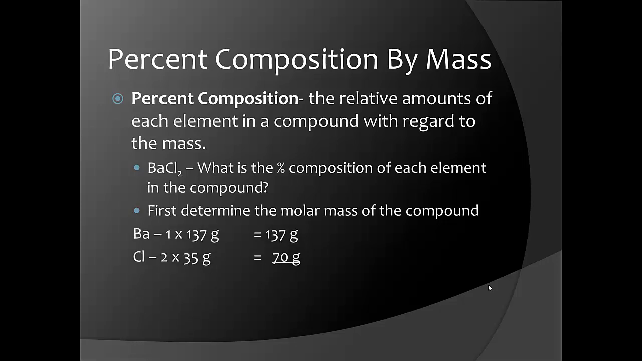For the molar mass, we look on the periodic table and we find that the mass of barium, 1 mole of it, is 137 grams, and the mass of chlorine, 1 mole of it, is 35, but we have 2, so therefore it's 70. We add the two values together and we get a molar mass of 207 grams per mole. That's the total part, the total.